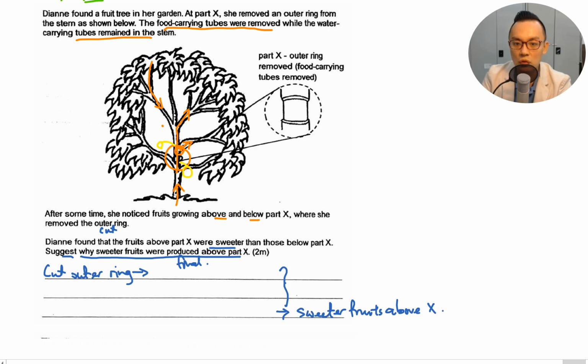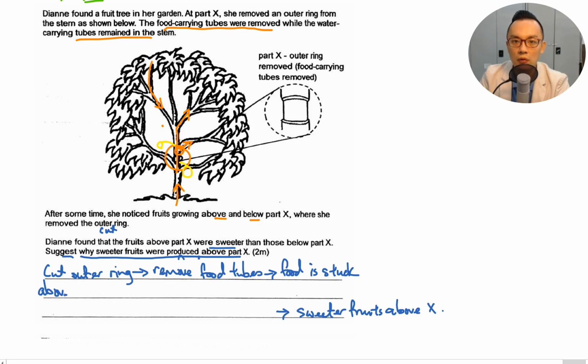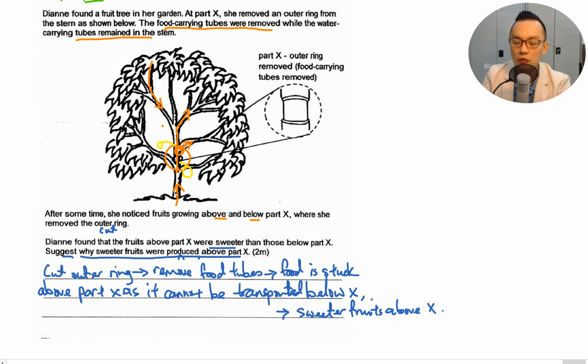Constantly ask yourself, so what, and you can figure out the answer. So let's just go through it together. When you cut the outer ring, you remove the food carrying tubes. And therefore food is stuck above part X, because it cannot be sent to the part below part X because the tube is cut. Food is stuck above part X as it cannot be transported below X, because the food carrying tube is cut.